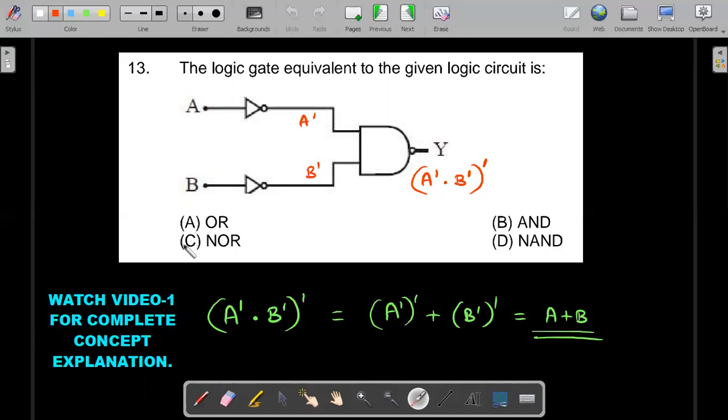What is A plus B? It is nothing but an OR gate. So the required answer is option A.